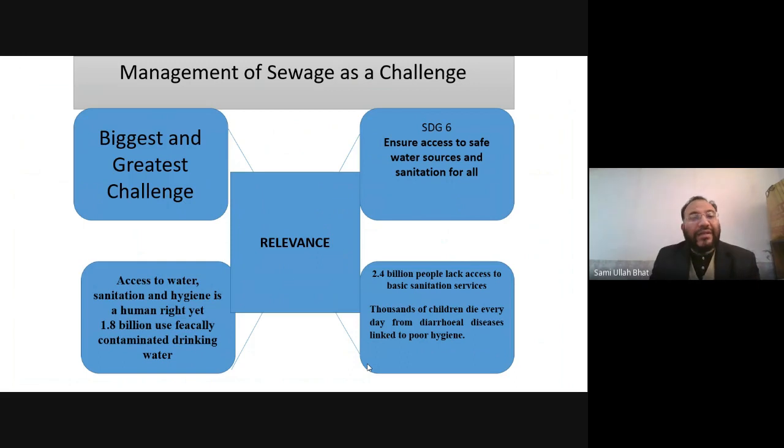So the management of sewage is the biggest challenge right now because it is hitting the target of Sustainable Development Goal number 6, which aspires that we ensure access to safe water resources and sanitation for all. But unfortunately, it is not like that. 2.4 billion people lack access to basic sanitation services. Thousands of children die every day from diarrheal disease linked to poor hygiene. Access to water, sanitation, and hygiene is a human right, yet 1.8 billion people use fecally contaminated drinking water. That is the cause of concern: we are not in a position to treat it because we don't have the money to provide infrastructure, or we don't have access to the science and technology that will take care of it. All of these factors make this a grave problem and it needs to be taken care of.